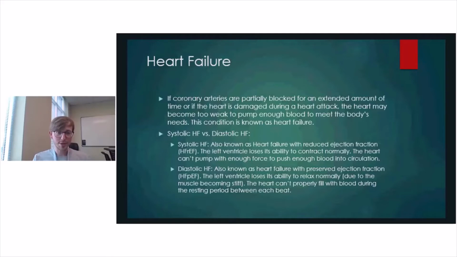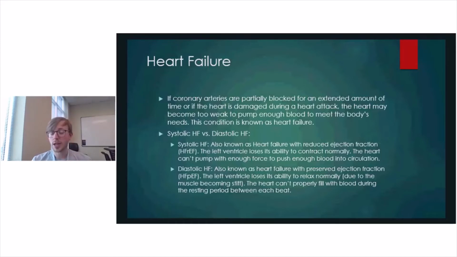There are two different types of heart failure: systolic heart failure versus diastolic heart failure. Systolic heart failure is also known as heart failure with reduced ejection fraction. In systolic heart failure, the left ventricle, which is one of the chambers of your heart, loses its ability to contract normally. So the heart can't pump with enough force to push enough blood into circulation.